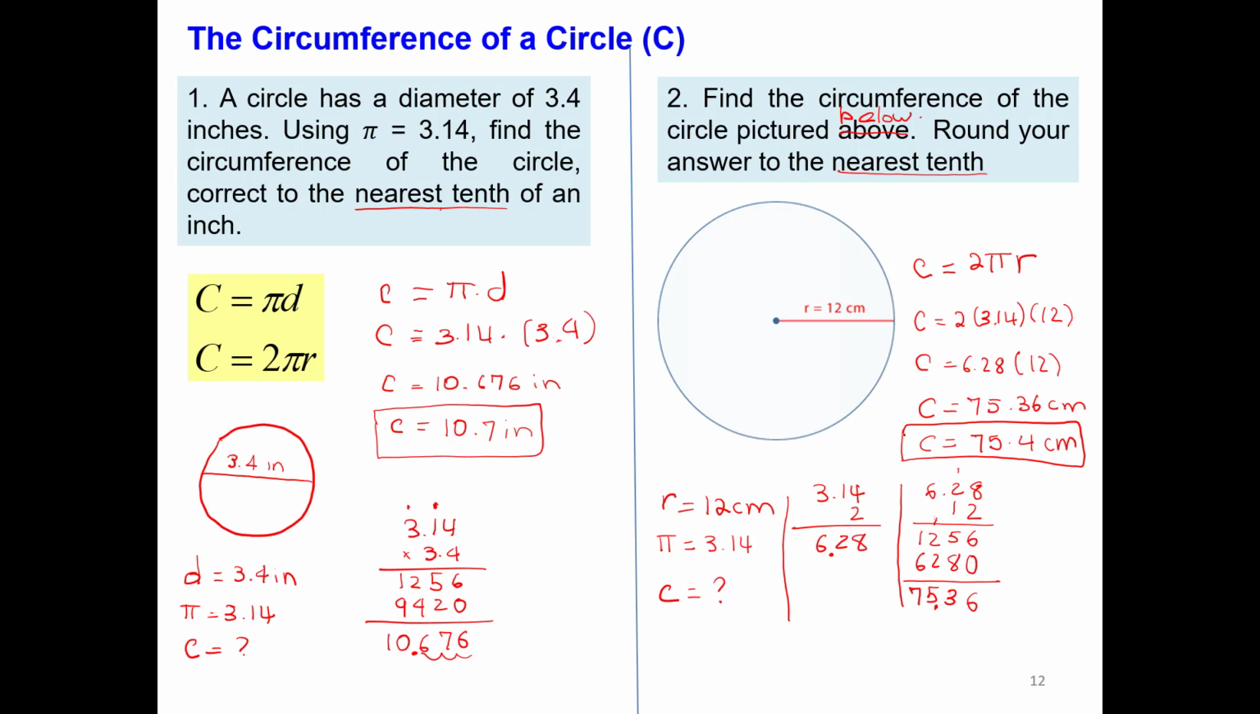Also, in this case, because multiplication is associative, you can multiply 2 times 12 is 24, and then multiply 24 times 3.14, and you should get the same answer.